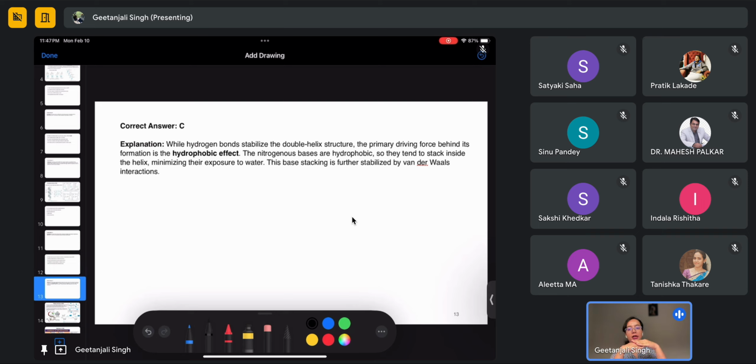As they stack among themselves, they try to minimize their surface area to avoid hydrolysis, and they come into a torsional state, like a double helical structure, due to the hydrophobic interaction from the pi stacking of the nitrogenous bases. I hope this is clear.